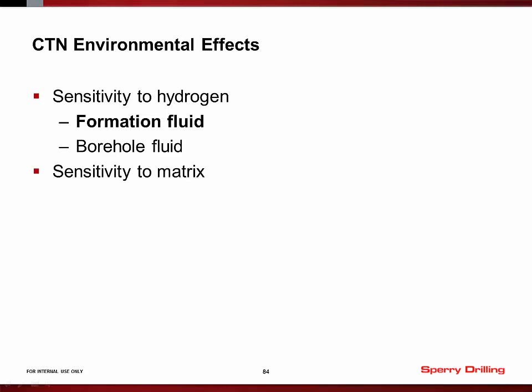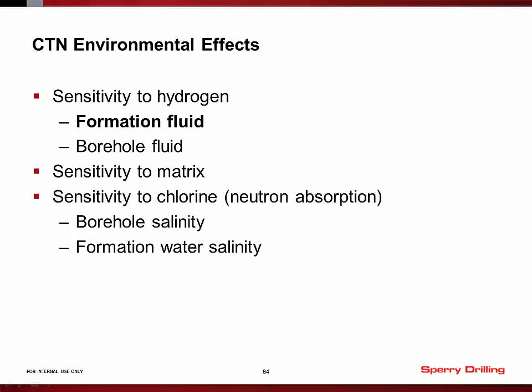We also have to compensate for the rock matrix, the actual rock type that we're in. Some rock types are better at slowing down neutrons than others are, and so we have to take that into account when we're calculating porosity.